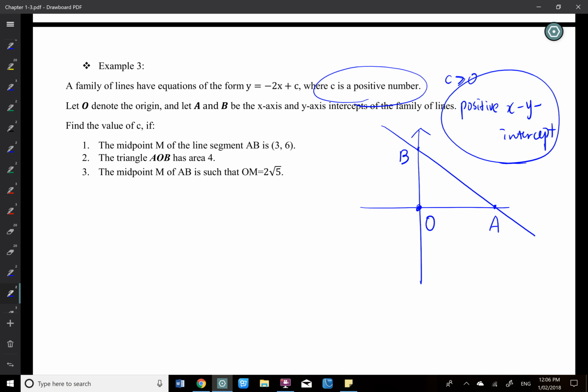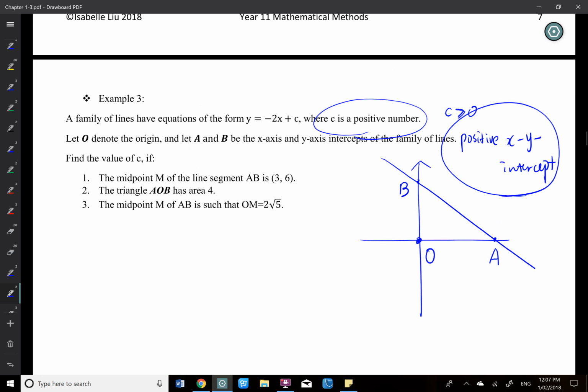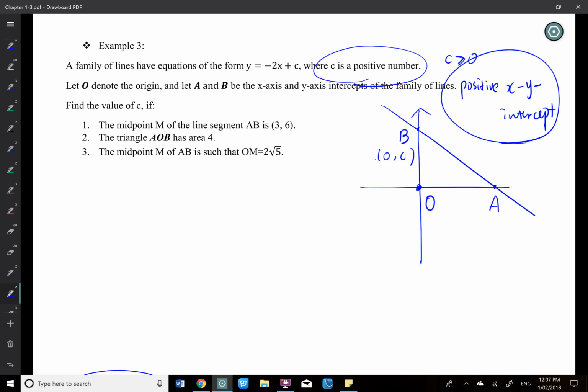So first of all, what is A, what is B? Can you write A and B in coordinate form? I'll give you a hint, B is easy. B is (0, c). Even though I don't know what c is, I know c must be the y-intercept. So (0, c) will be the y-intercept. So what is A? Let's find it in terms of c. I can't find a number because c is unknown. So in terms of c, what are the coordinates of A? c over 2, 0, right? c over 2, 0.